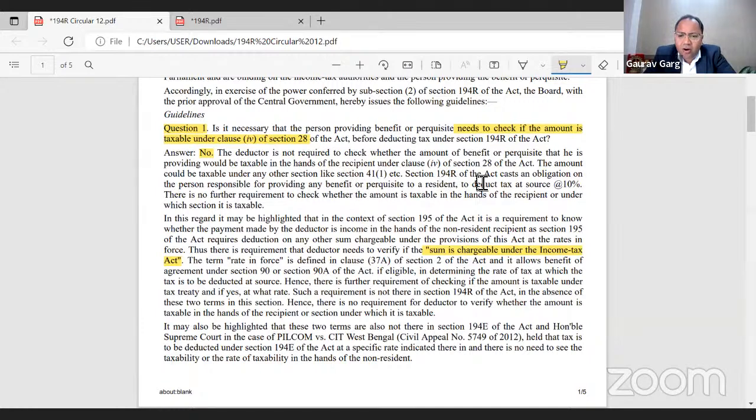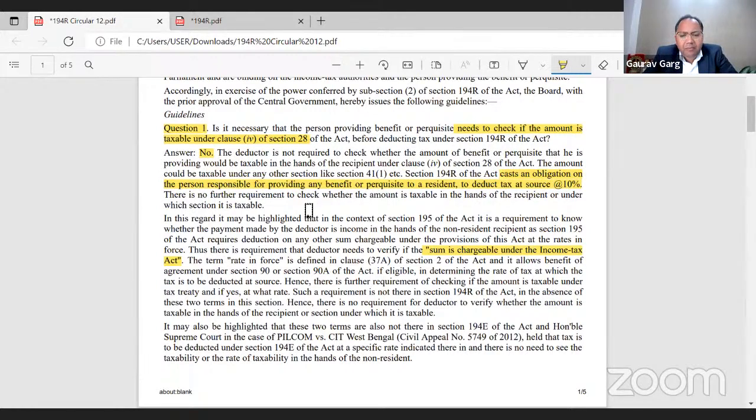Section 194R of the Act casts an obligation on the person responsible for providing any benefit or perquisite to a resident to deduct tax at 10%. There is no further requirement to check whether the amount is taxable in the hands of the recipient or under which section it is taxable. So if you read this para, once the session is over, you can go through the other two paras.